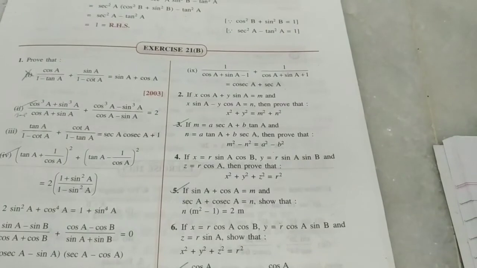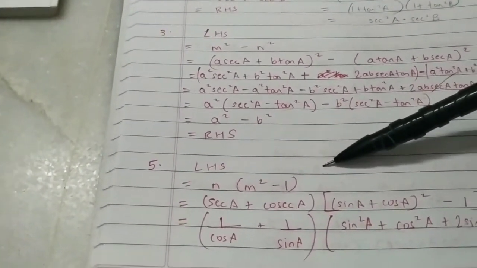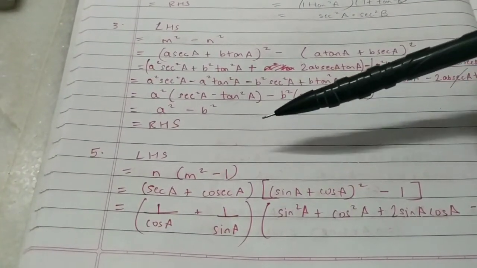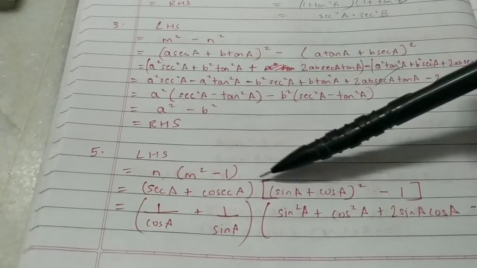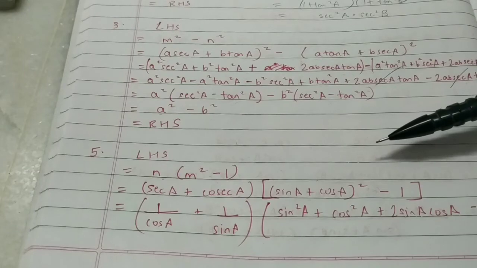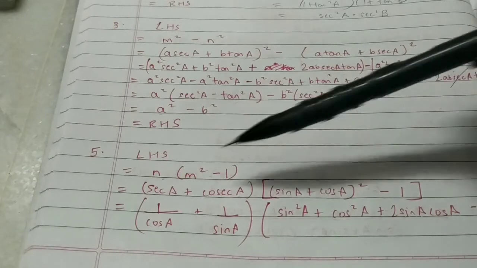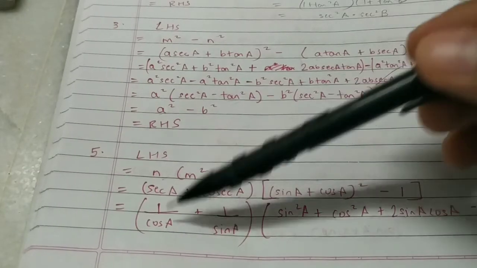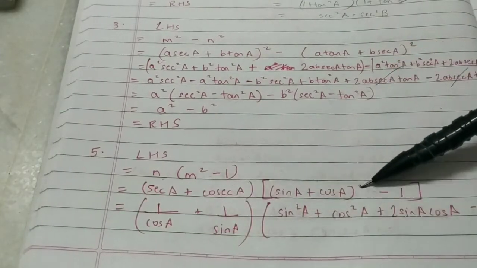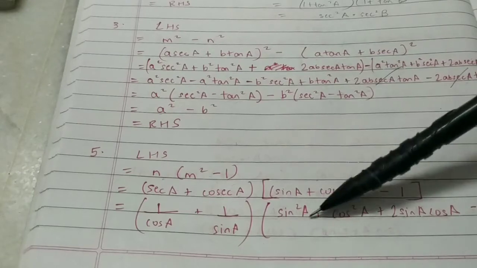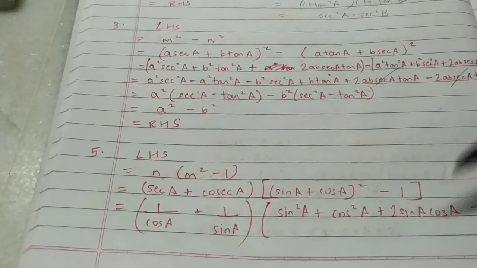Next, the fifth sum. Again, they have given the values of m and n and we have to prove something. So we start with the LHS, which is more complicated than the RHS. We just substitute the values of n and m, and now the sum is a usual proving sum. So first thing, convert secant and cosecant terms into cos and sine. An LCM will be required out here. Here, use the a plus b the whole squared formula, a square plus b square plus 2ab.